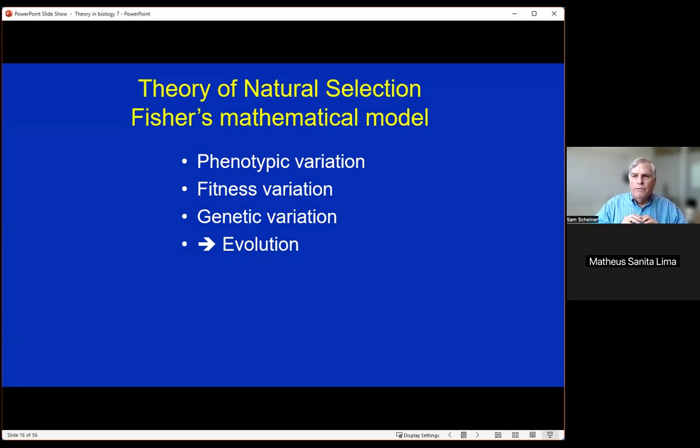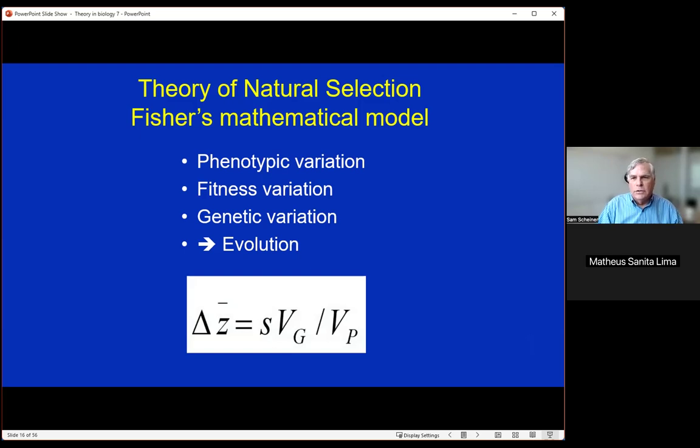We can summarize it as three different kinds of variation, phenotypic, fitness, and genetic, leading to evolution. And from that verbal theory, Fisher and others came up with this equation, often called the Breeder's equation. This is a slightly different version. You may have seen it where delta Z is change, and the genetic variance over the phenotypic variance is often shown as heritability, h squared. But I like this formulation because each of these terms links to one of those propositions. Phenotypic variation is shown here. Fitness variation, that's selection, the S term. VG is the genetic variation. And evolution is the change in mean phenotype.